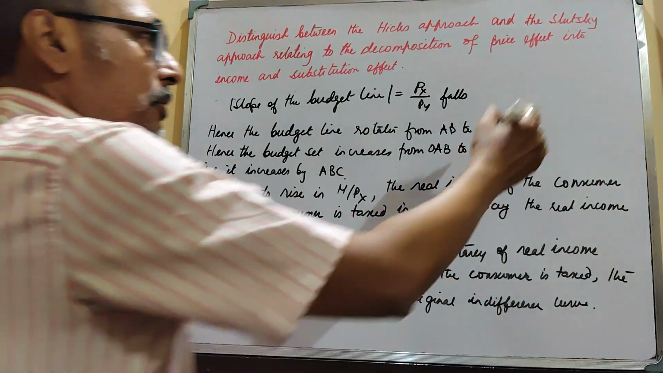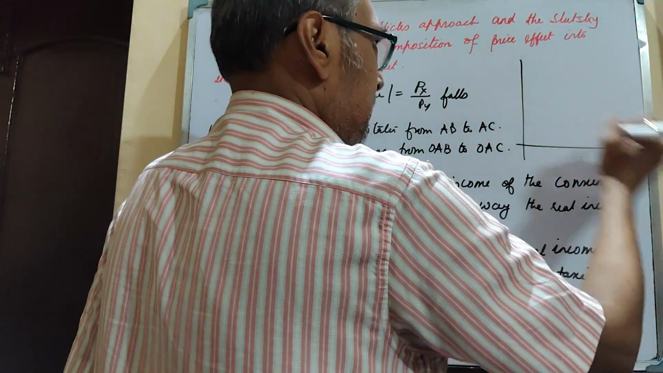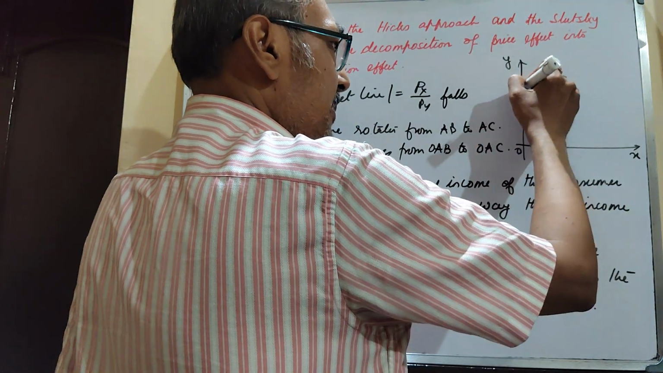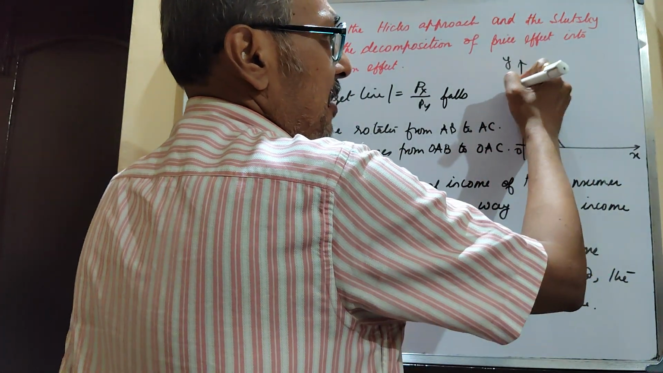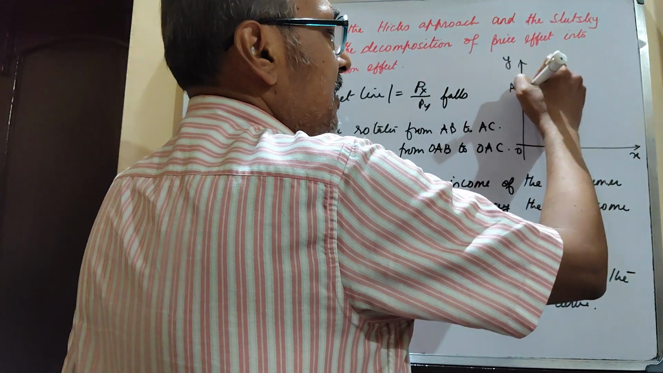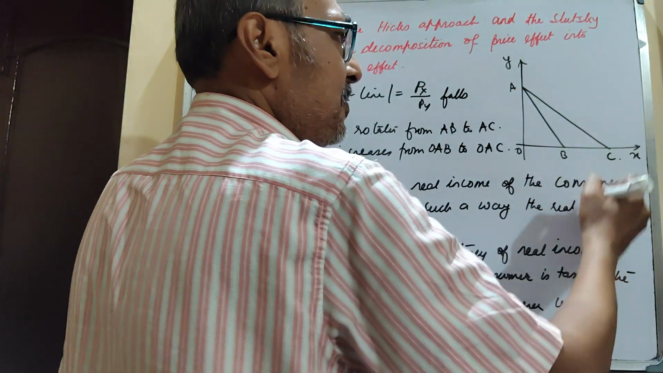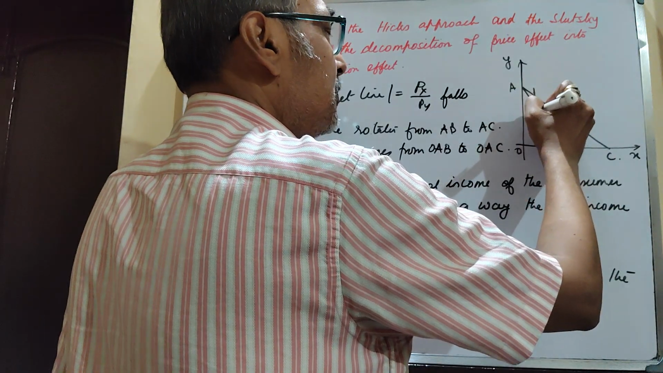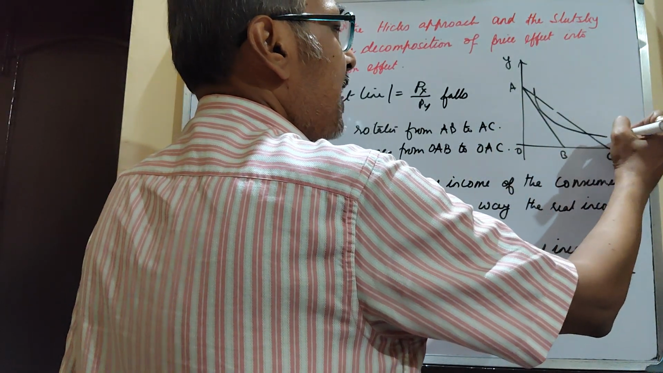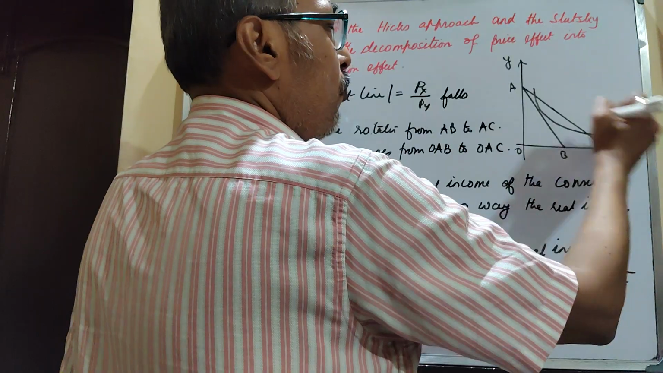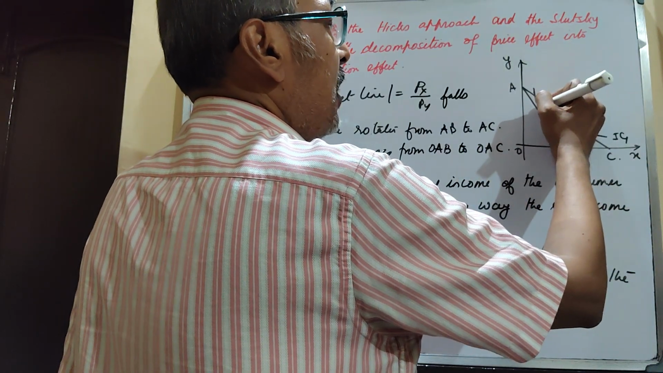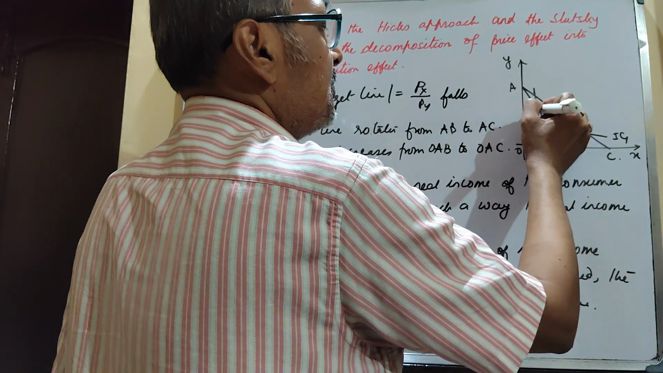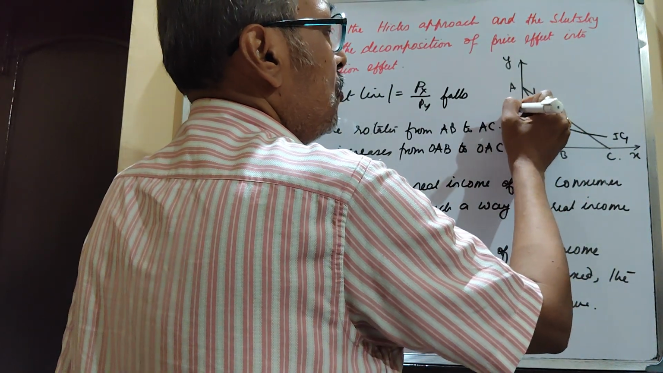I am showing you in this diagram. Here we measure Y, here we measure X. This is the initial budget line AB. Then the budget line rotates from AB to AC. Initially this is the indifference curve IC1. This point is E1. From here we are getting X1 star, Y1 star.